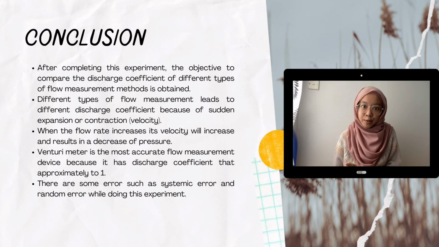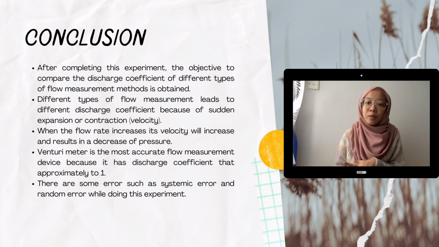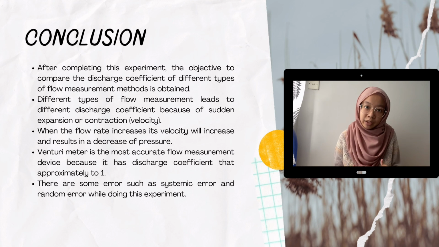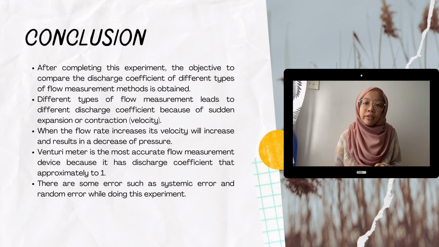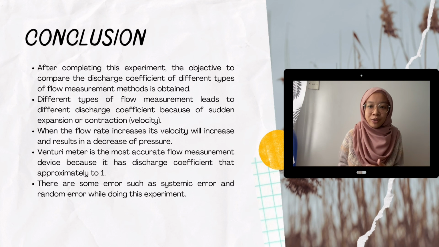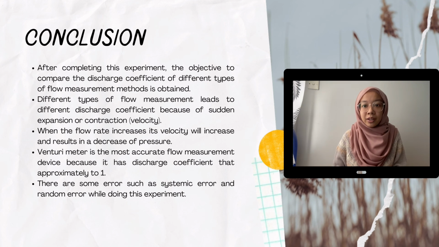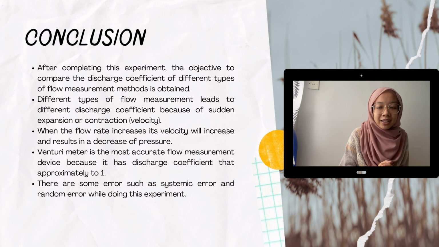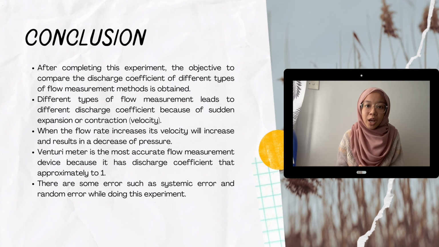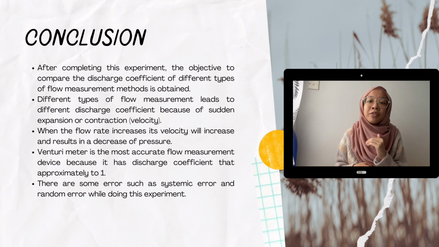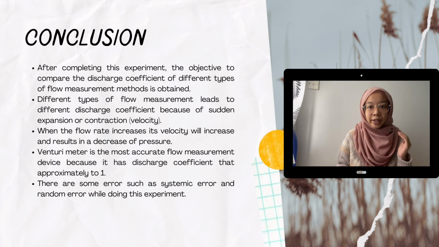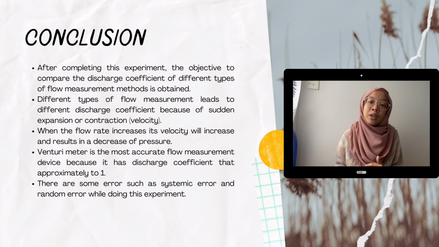The last part for this experiment is the conclusion. After completing this experiment, the objective to compare the discharge coefficient, which is CD, of different types of flow measurement methods is achieved. Different types of flow measurement lead to different discharge coefficients because of sudden expansion or sudden contraction, which affects the velocity of the fluid. When the flow rate increases, its velocity will increase and result in a decrease of pressure.